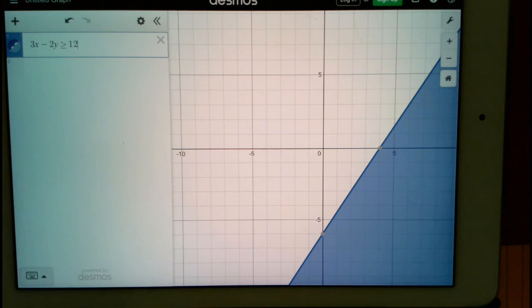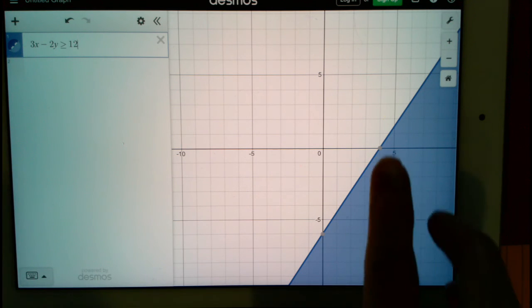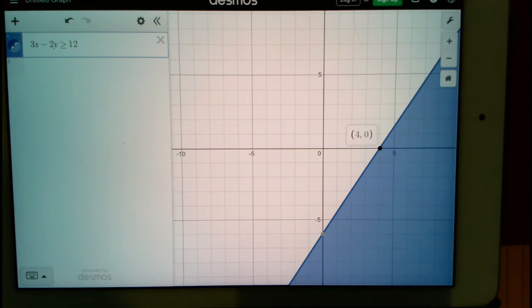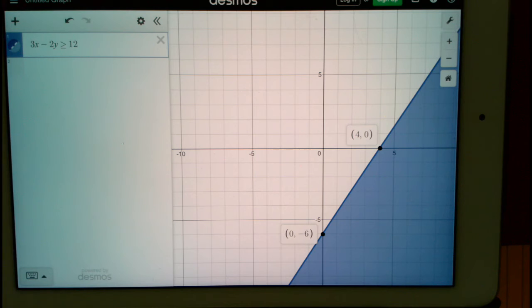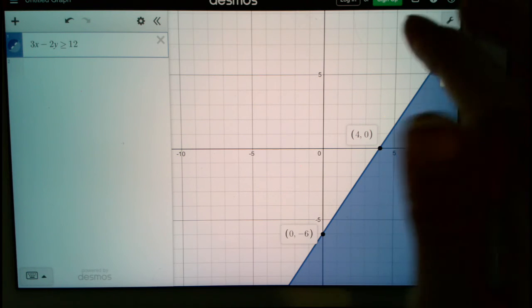And again, in terms of what I'm looking at, here's an x-intercept at (4, 0). Here's a y-intercept at (0, -6). And we're going to go over there and we're going to use that back in our program to try to help us draw that picture.